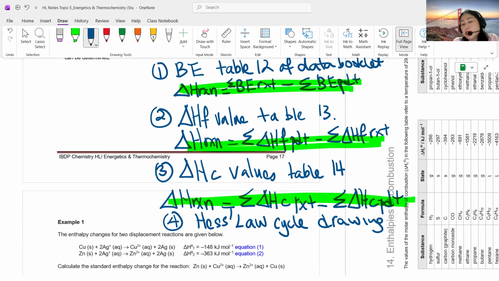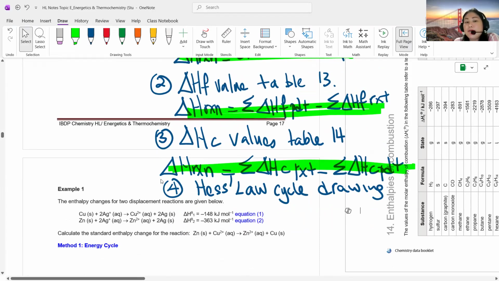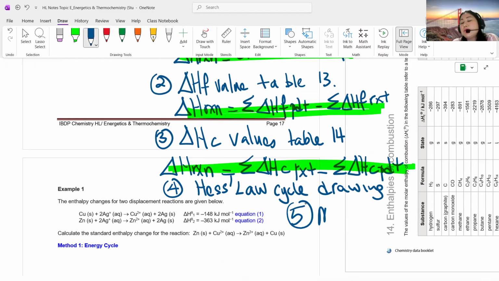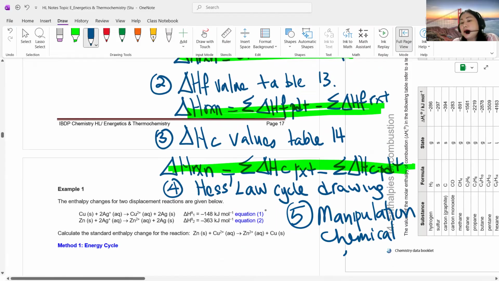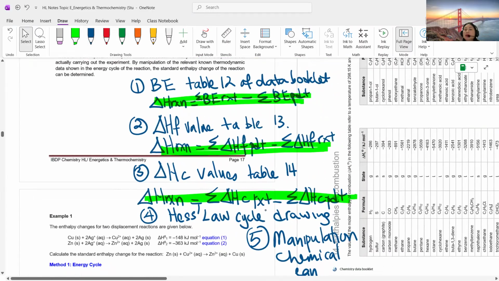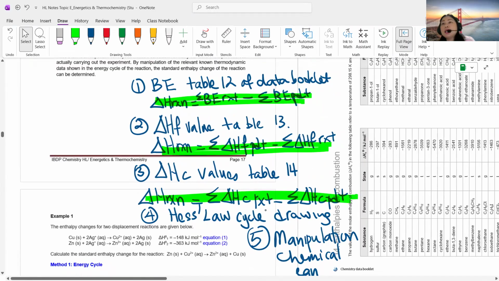Besides using a Hess's law cycle, if you don't want to draw a cycle, there's another way that you can get the enthalpy change of a reaction if you are given equations like this. Look at this example here. You are given many equations. If you are given many equations, we can manipulate the chemical equations, and that's another method that we can use to calculate delta H. So there are 5 methods here that we can learn to calculate delta H.